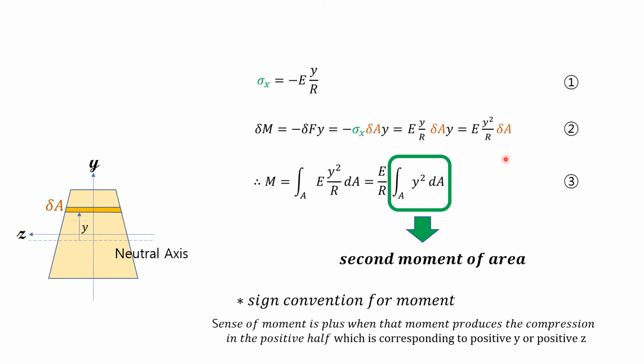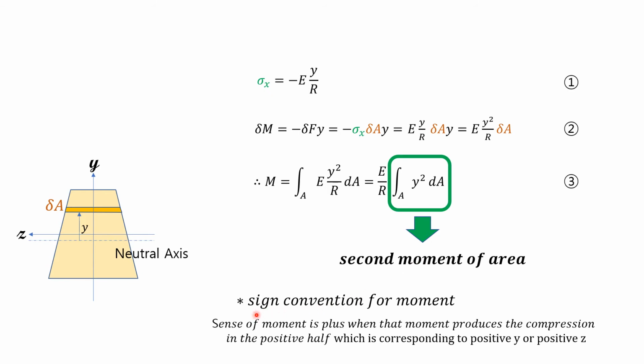Consequently, we can get the resultant moment by the integral all over the cross-section. Integral y squared over the area is called second moment of area, which is a very important property in the mechanics of material.